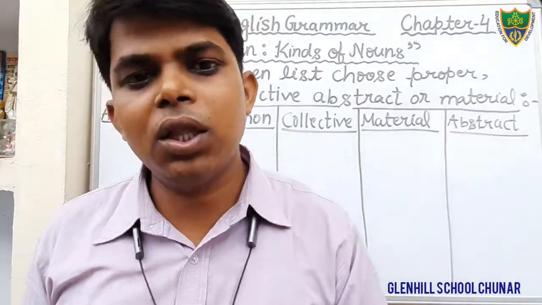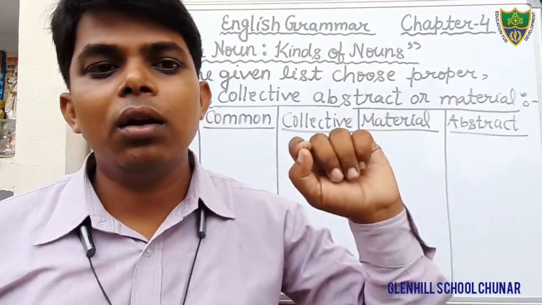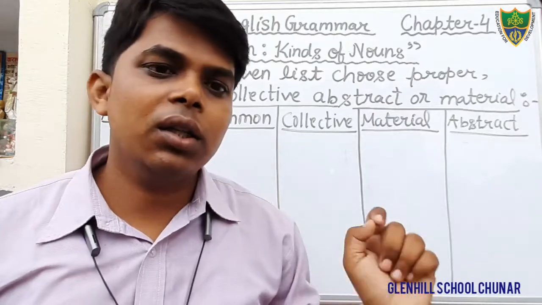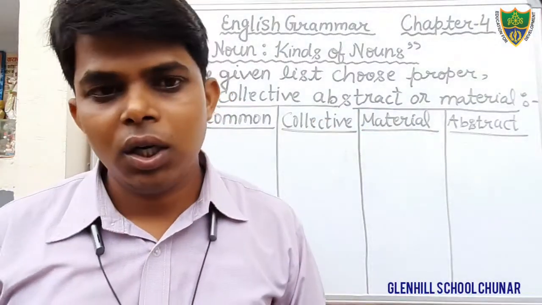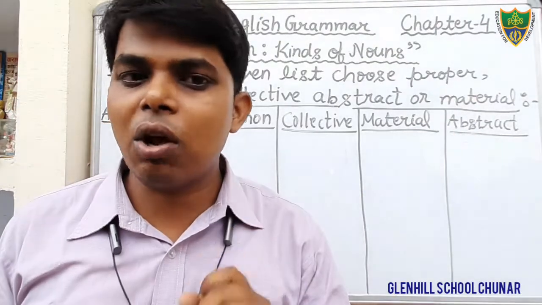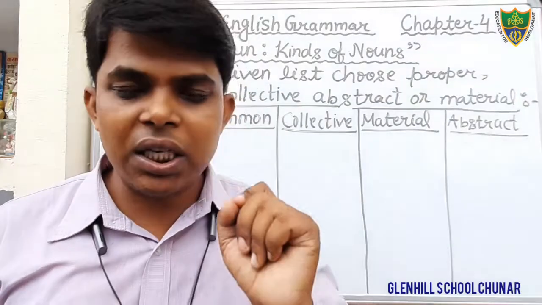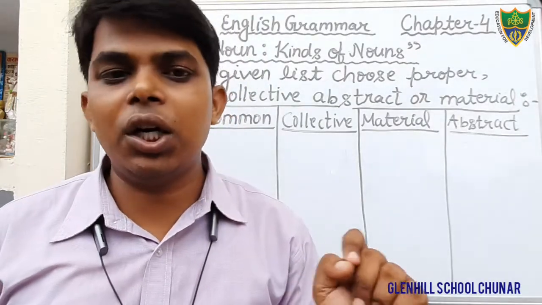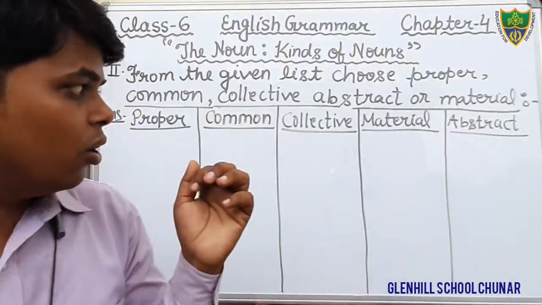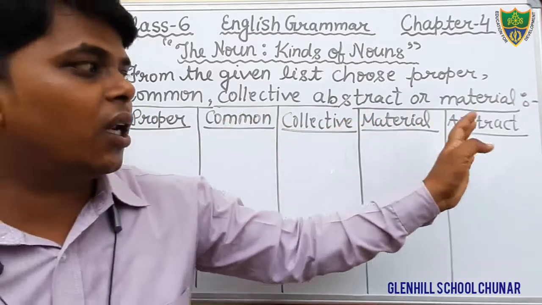इससे कोई चीज बनती है उसे मटेरियल कहते हैं. ठीक है. For example gold, silver, iron, water, milk, these are what? These are material nouns. Okay. Come to the next, abstract noun. What is abstract noun? Abstract nouns are those which we can only think of, we can only realize, but we cannot see or touch. Okay. So I have revised the proper, common, collective, material and abstract.